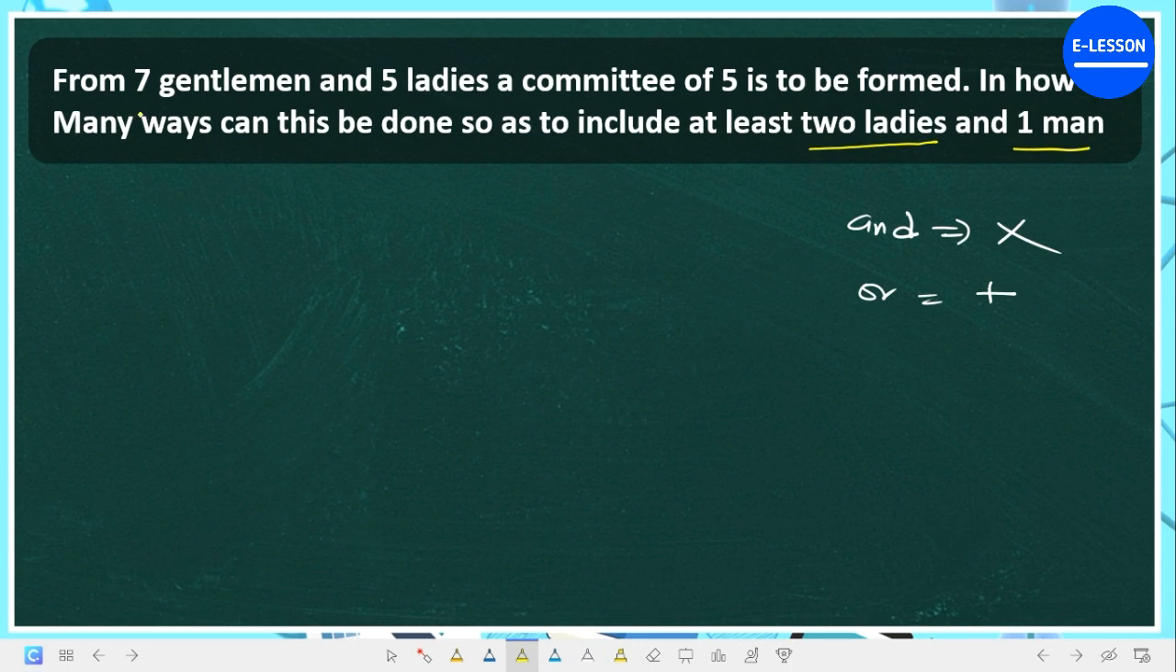So, first of all, let's use men to represent the gentlemen. The number of gentlemen there is 7, and the number of ladies is 5. Now we have to choose at least 2 ladies and 1 man. That is to say, 2 ladies must be present and 1 man.